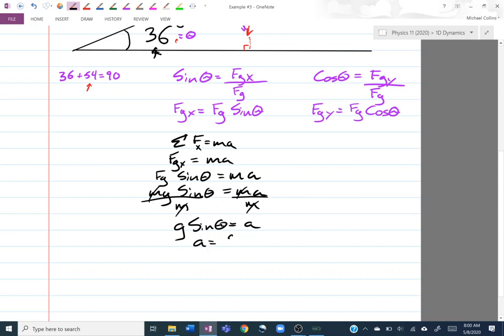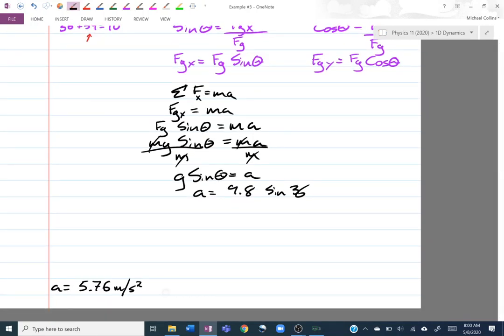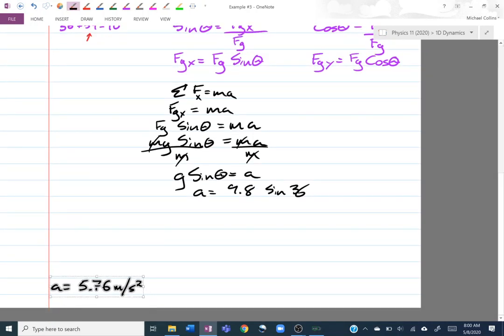So acceleration is going to be 9.8 sine 36. And I think I've written down that answer. Our acceleration to 3 sig figs is going to be 5.76 meters per second squared.